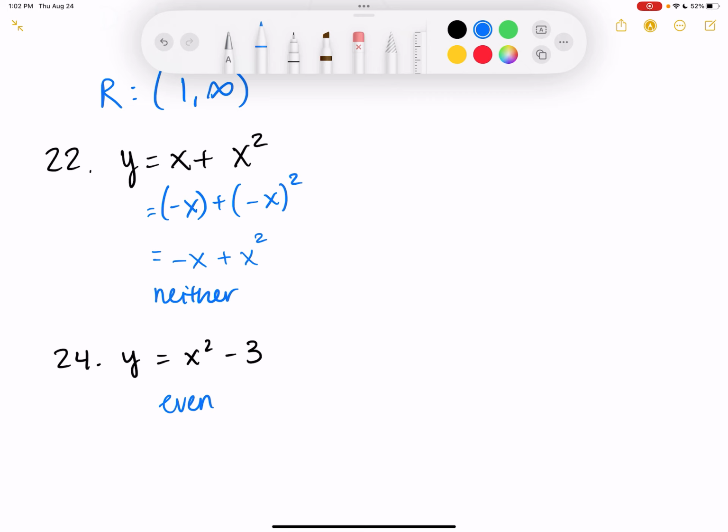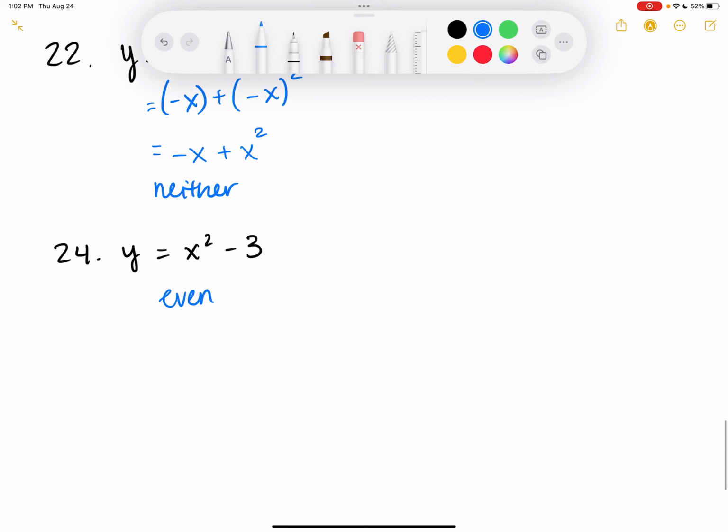Number 26: y equals x plus x cubed. Now, sometimes the assumption is, because of what I just said, that if it's an odd power and it's plus something, you're going to say it's odd. Don't just assume that if there are multiple variables in there. Actually go through and check it.